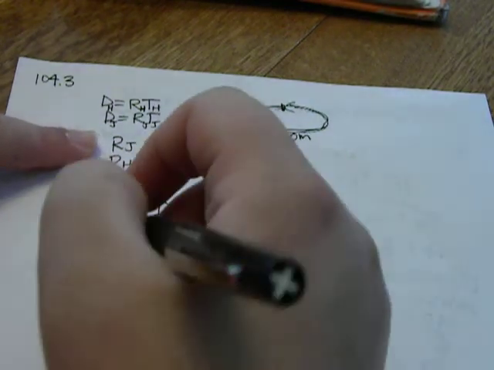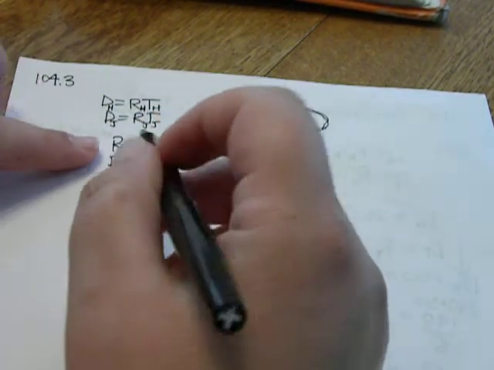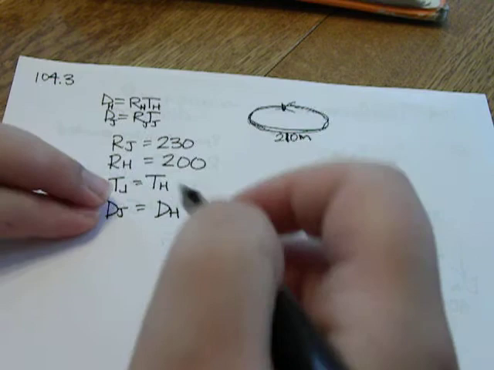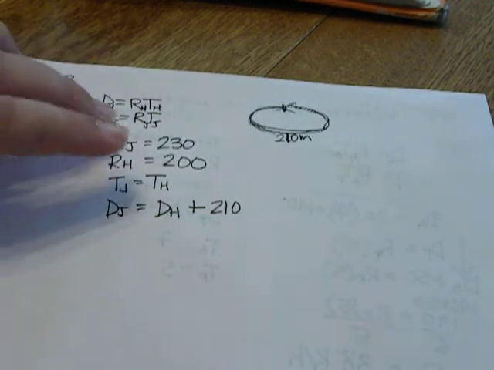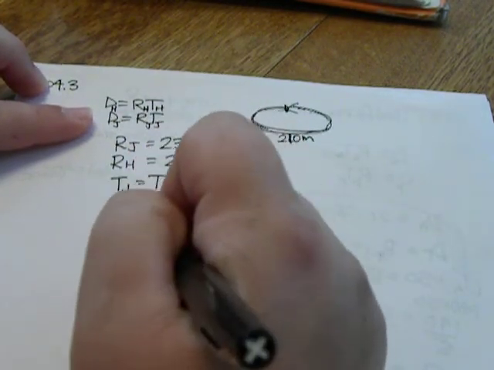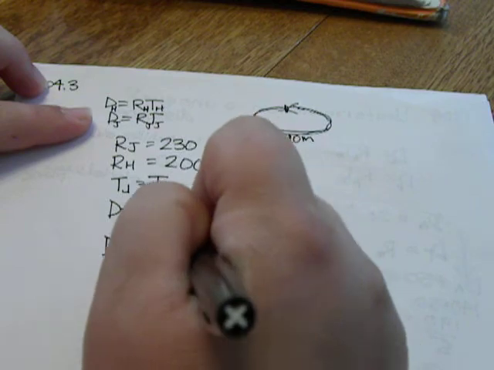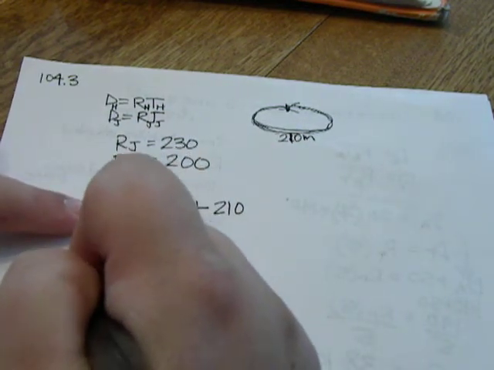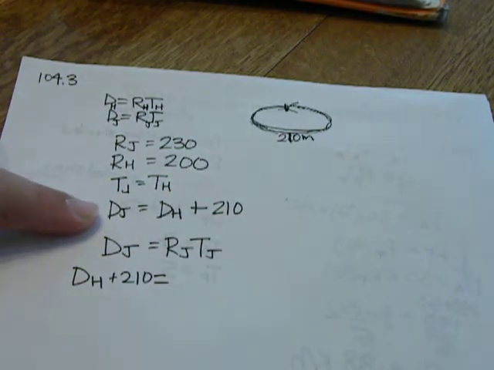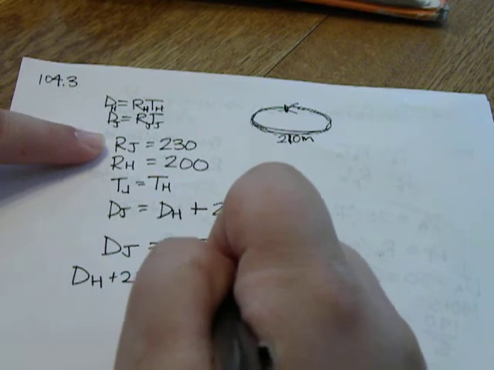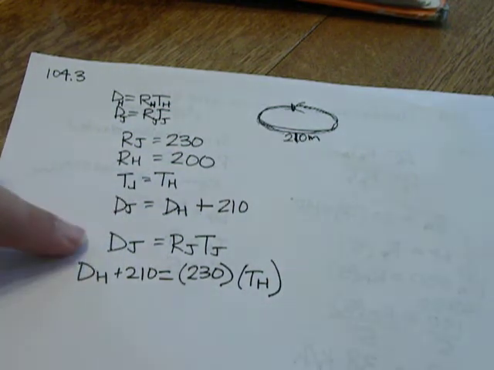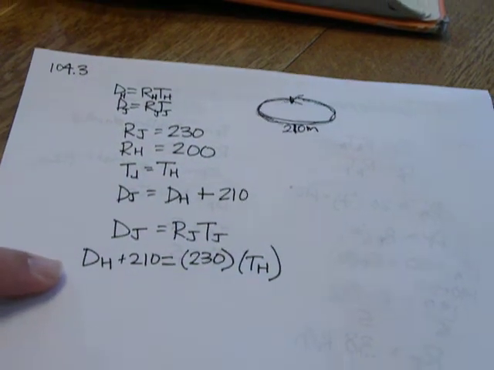So rate of Janet. I see that we have an R sub J and a D sub J and a T sub J. So right now I'm going to put everything in terms of H. So D sub J, well, let's do this really quick. D sub J equals R sub J T sub J. So D sub J is D sub H plus 210, which equals rate of J, which is 230, T sub J, which is the same as T sub H. So I just turned all those J's into H's by substitution.